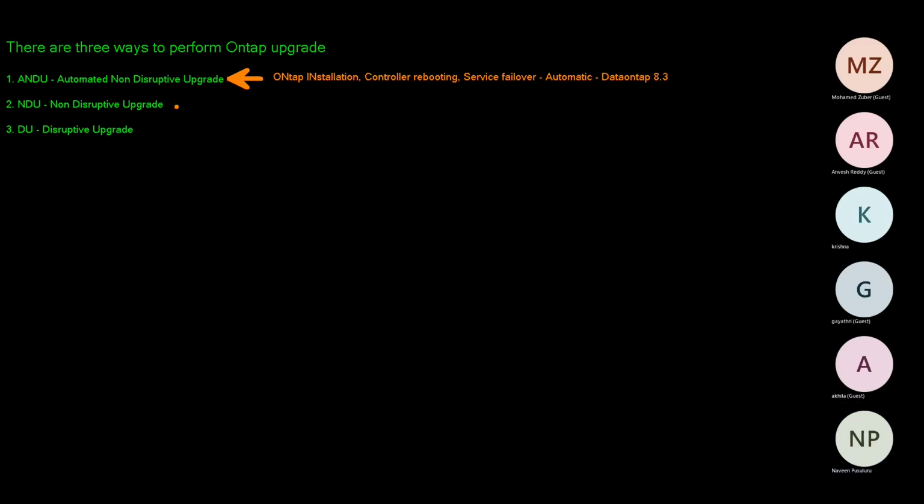Next, NDU. NDU is a procedure where we don't require downtime, but controller rebooting and service failover have to be done manually. Service failover means that when we reboot a controller, we need to move the services from the controller we are rebooting to its partner. Those things have to be done manually. It is a manual ONTAP upgrade, and it is there till Data ONTAP 8.2.